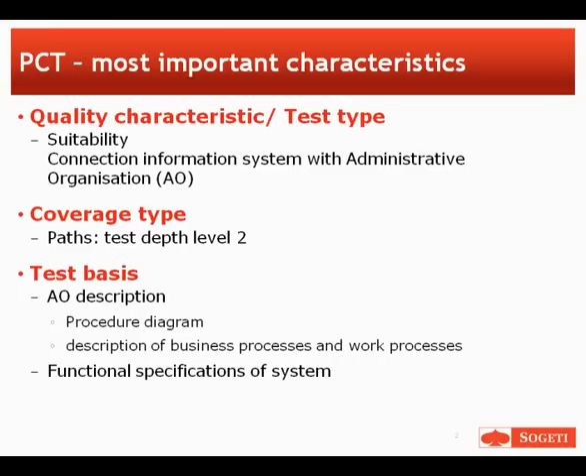For the process cycle test, a very specific type of test basis is required. You need structured information on the required system behavior and the manual procedures. The test basis must contain paths and decision points. The process cycle test focuses on covering variations in processes. Therefore, it uses coverage type paths, test depth level 2.